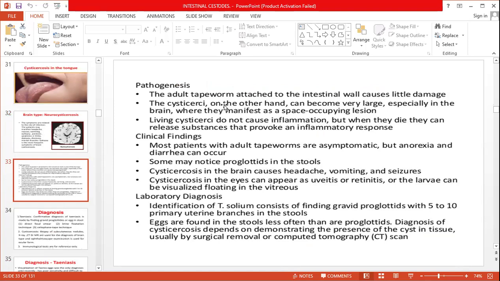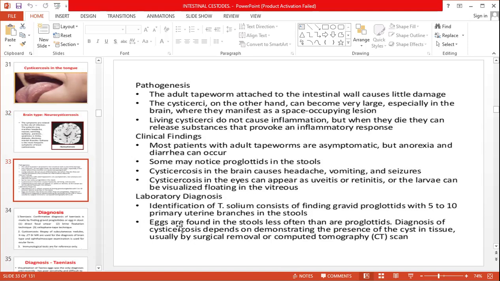The pathogenesis: the adult tapeworm attached to the intestinal wall causes little damage. The cysticerci, on the other hand, can become very large, especially in the brain, manifesting as space-occupying lesions. In clinical findings, most patients with adult tapeworm may have anorexia. Some may notice proglottids in the stool. Cysticercosis in the brain causes headache, vomiting, and seizures also.